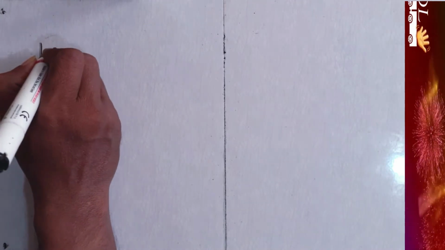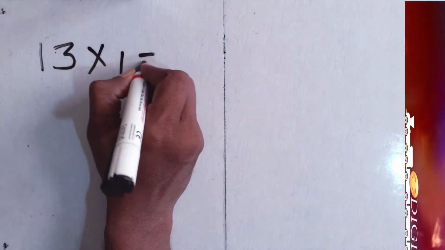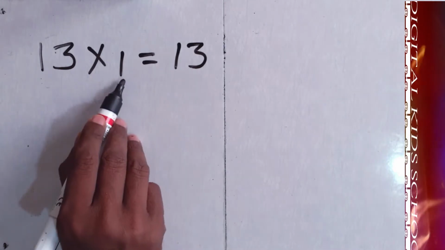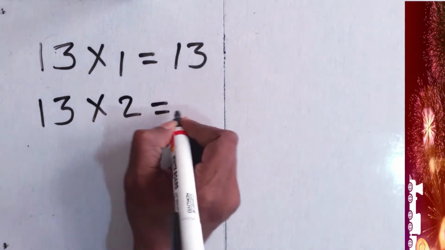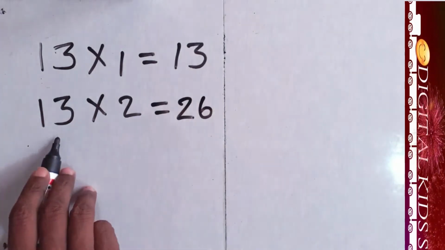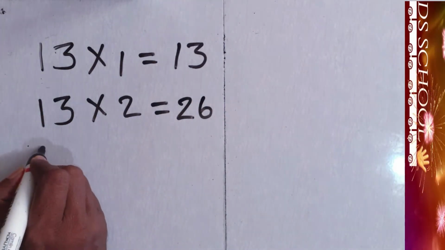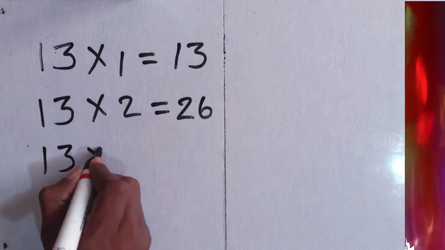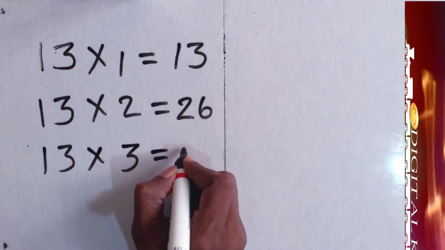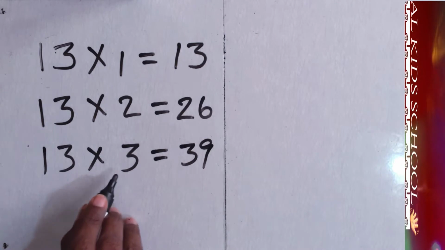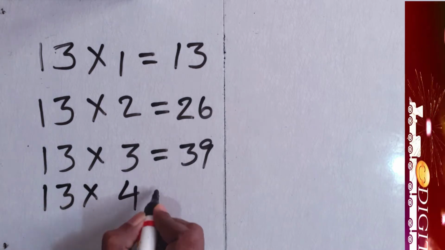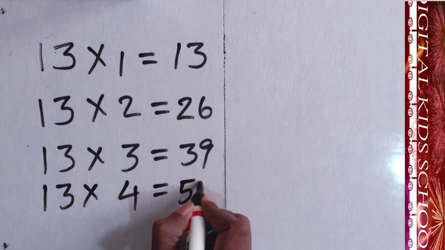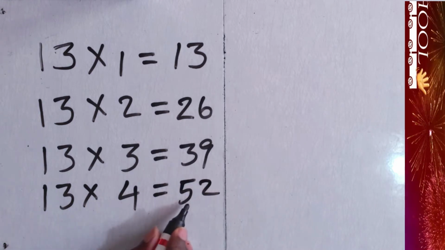Dear students, once you practice 13 table, 13 into 1 is equal to 13. 13 1 ja 13. 13 into 2 is equal to 26. 13 2 ja 26. 13 into 3 is equal to 39. 13 3 ja 39. 13 into 4 is equal to 52. 13 4s are 52.